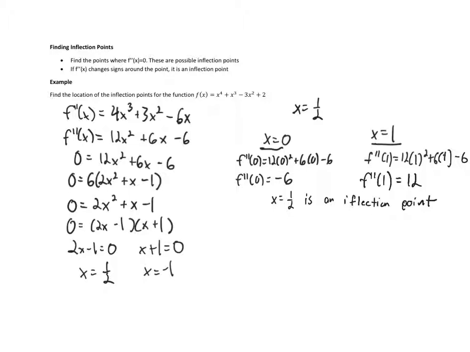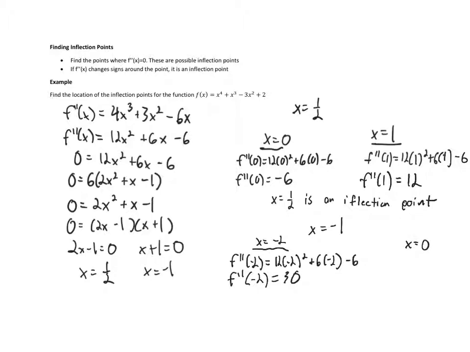Okay, so now let's try x equals negative 1. Well, picking a point to the left of x equals negative 1, let's try x equals negative 2. And so f double prime of negative 2 would equal 12 times negative 2 squared plus 6 times negative 2 minus 6. F double prime of negative 2 would equal 30. Picking a point to the right of negative 1, like let's say x equals 0, we've already computed that. F double prime of 0 equaled negative 6. So again, I've switched signs from positive to a negative. So x equals negative 1 is an inflection point.